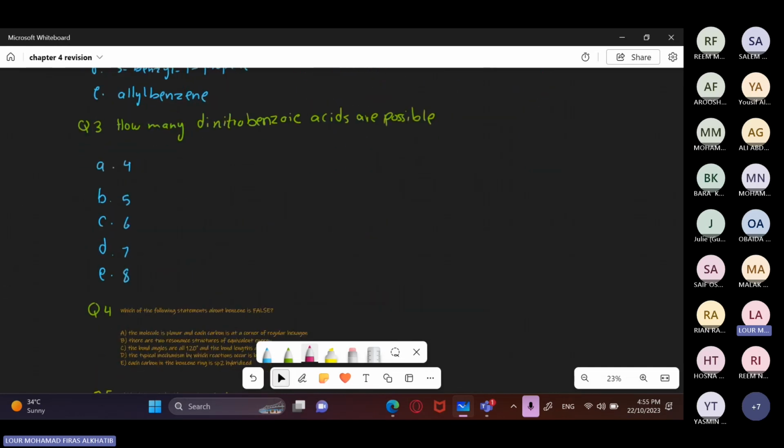Okay, this one, very famous question. How many dinitrobenzoic acids are possible? This one, they love to ask, and a lot of people get tricked. What do you think the answer should be? Take a moment, draw them out if you want. Two. Sorry, 4. Okay, does anyone else have any other answers? It's 3.